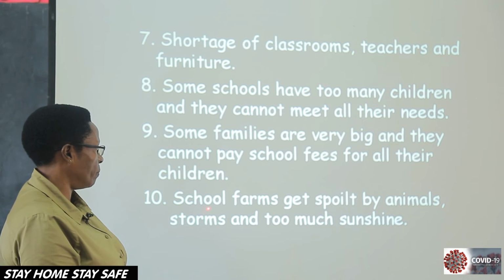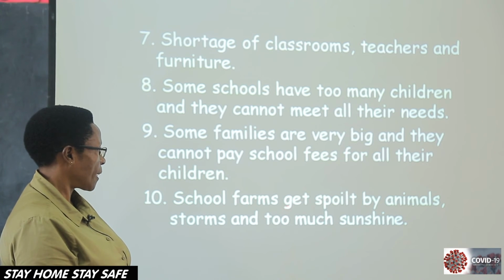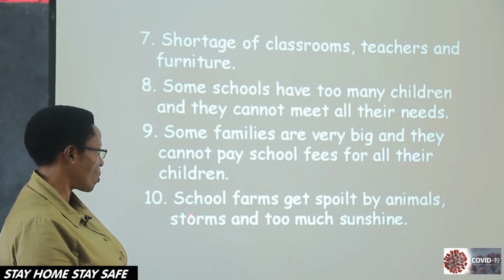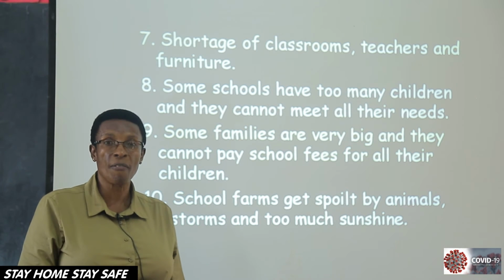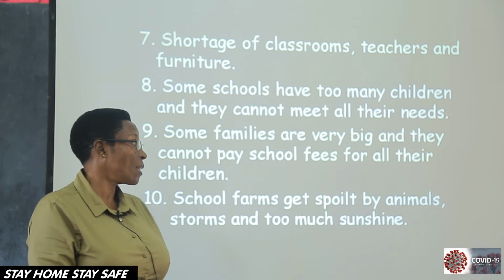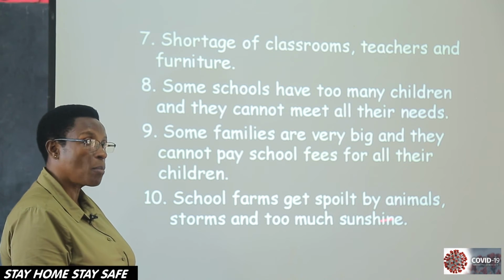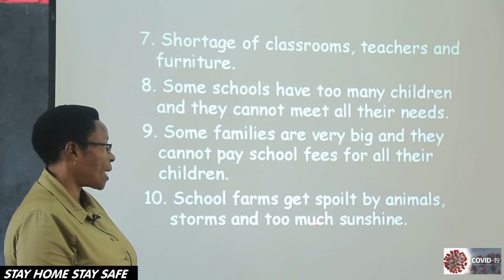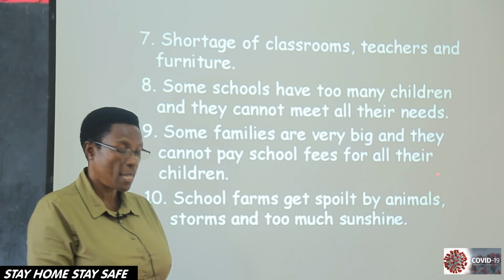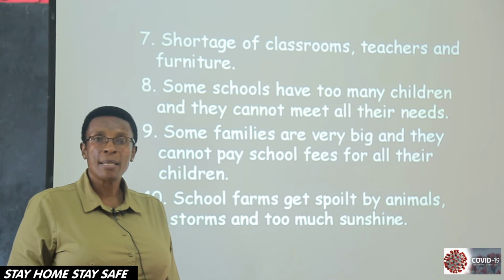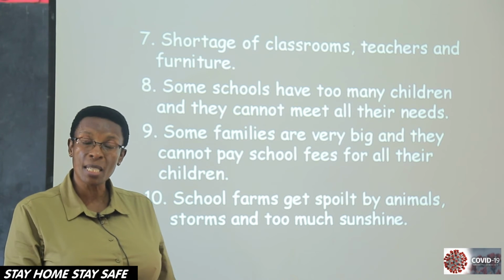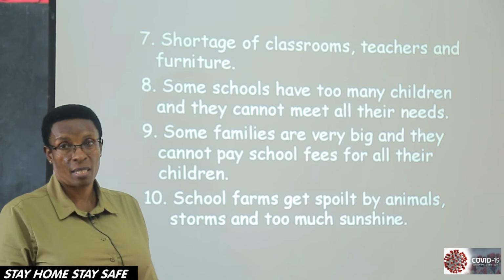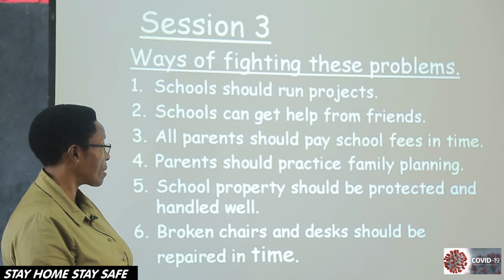Then another one, school farms get spoiled by animals, storms, and too much sunshine. There are some schools which have farms, and you find they are spoiled by animals, storms, and much sunshine. Okay? So those are some of the problems faced by schools when meeting school needs, and very many others.